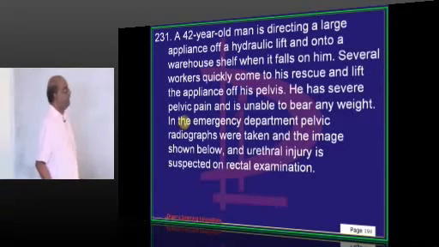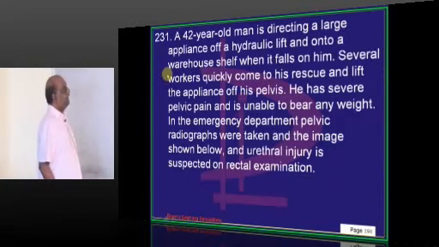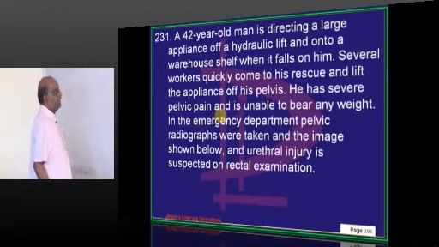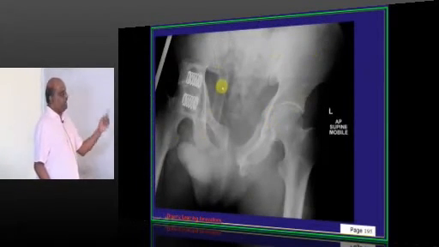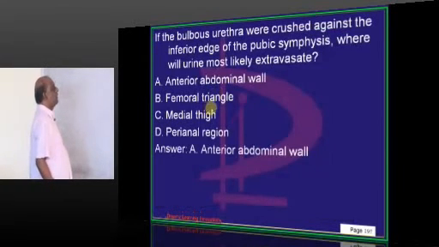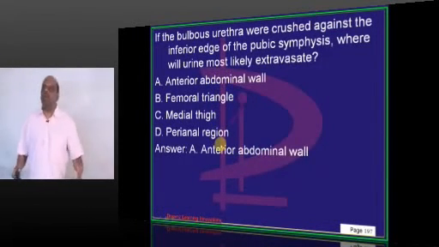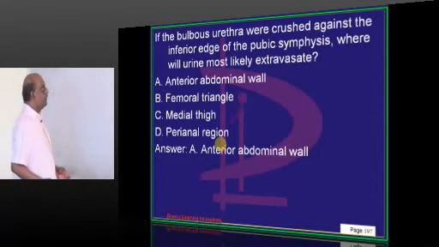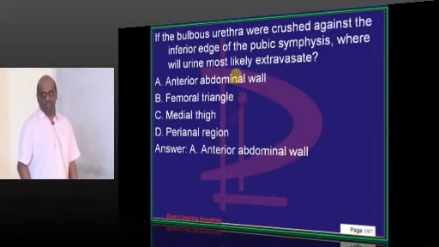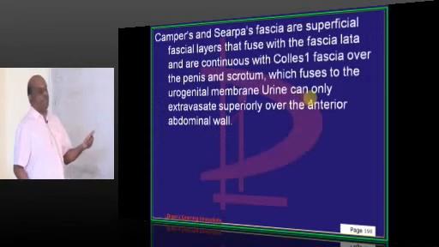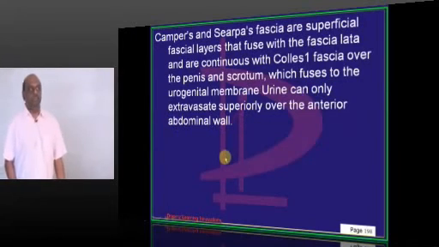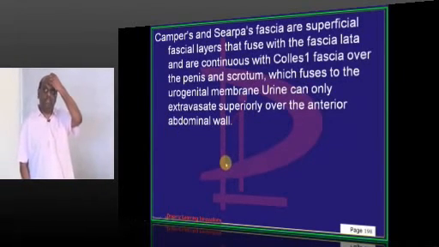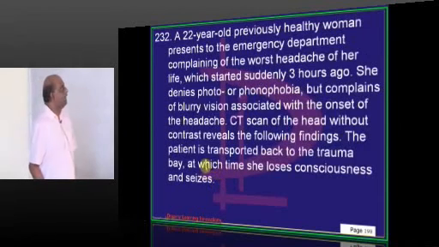A 42-year-old man, typically severe pelvic pain after an accident, and what you are seeing here is the radiograph. So the bulbous urethra got crushed. So there is an extravasation of the urine, and that typically happens into the anterior abdominal wall. So the rupture of the urethra with the extravasation of urine is the topic of interest here.